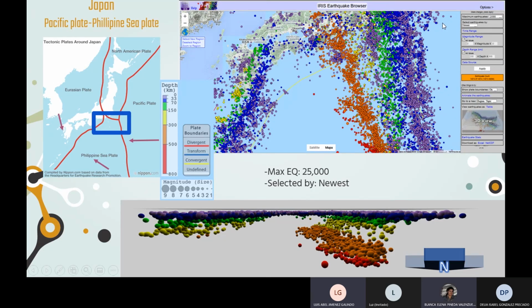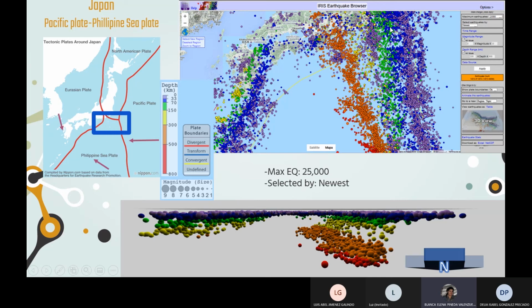Okay, I'm Blanca Elena, and I'm going to talk to you about the subduction zone at the south of Japan between the Pacific Plate and the Philippine Sea Plate. First of all, to the left, we have an image of how the plates are distributed. We can also see that we have a small area where we also have a second subduction right next to the first one between the Philippine Sea Plate and the Eurasian Plate.